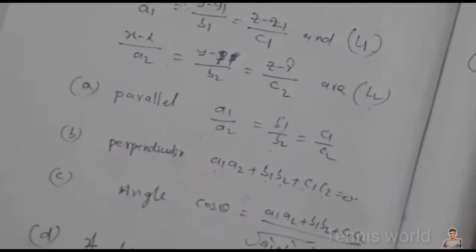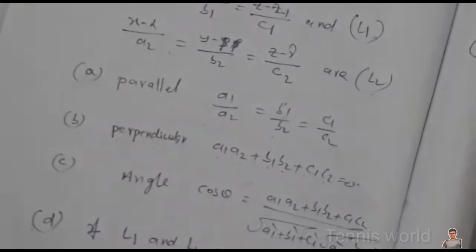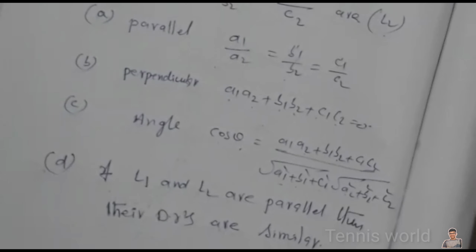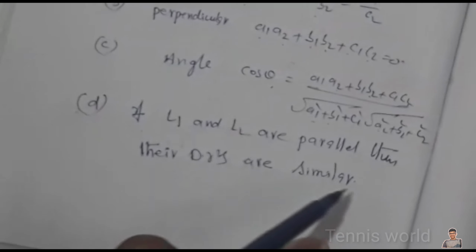Suppose these are intersecting lines, then we have the angle between them. To find such an angle, we use this formula: cos theta is equal to A1 A2 plus B1 B2 plus C1 C2 divided by square root of A1 square plus B1 square plus C1 square, times square root of A2 square plus B2 square plus C2 square. And if these two lines are parallel, then their DRs are similar, meaning equal. Okay, next one.